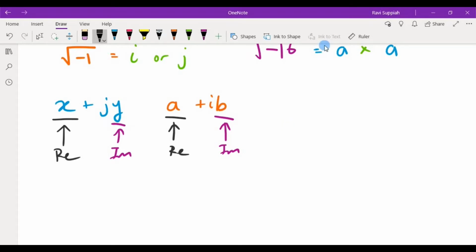You can also represent complex numbers in graphical form. To do that, first we're going to draw the axis here.